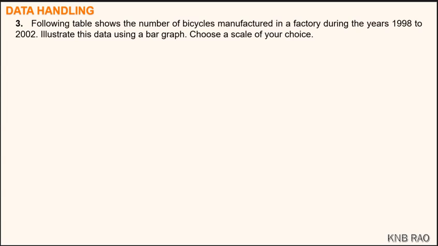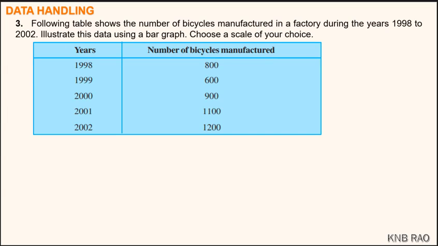The following table shows the number of bicycles manufactured in a factory during the years 1998 to 2002. Illustrate this data using a bar graph. Choose a scale of your choice. Now, this is the table, years 1998 to 2002, number of bicycles manufactured: we have got 800, 600, 900, 1100 and 1200, representing the corresponding years.